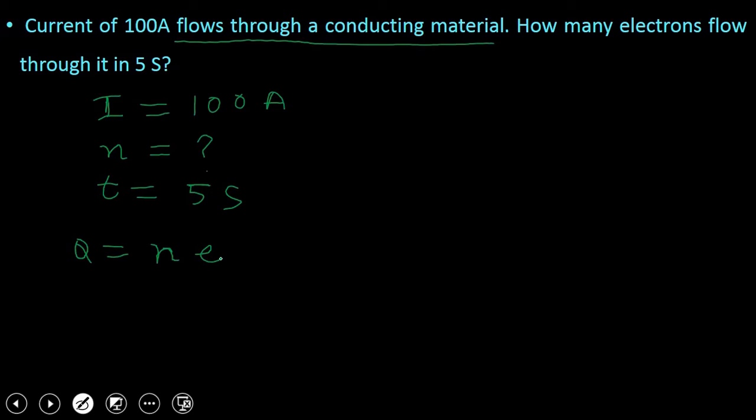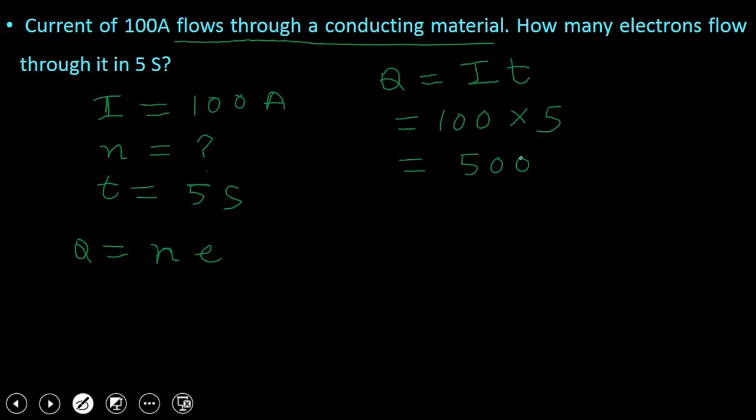But the problem is that we don't know what is Q. So first we have to calculate Q. We can calculate Q by using the formula Q is equal to I into T. So I is given to us. I is equal to 100 ampere and time is equal to 5 seconds. So 100 ampere into 5 seconds will be equal to 500 ampere into second.